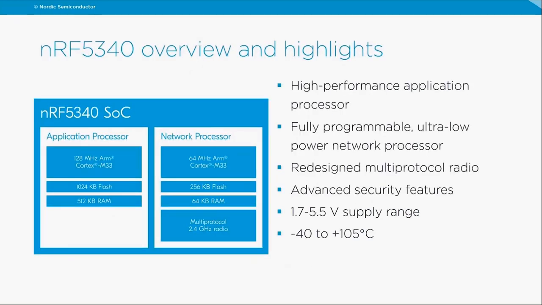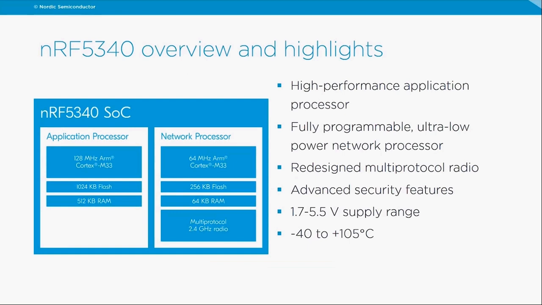So here we have an overview of the SoC. It has a high performance application processor that can run up to 128 MHz. It's an Arm Cortex-M33, so the latest and greatest from Arm. It has 1 meg of flash and half a meg of RAM.